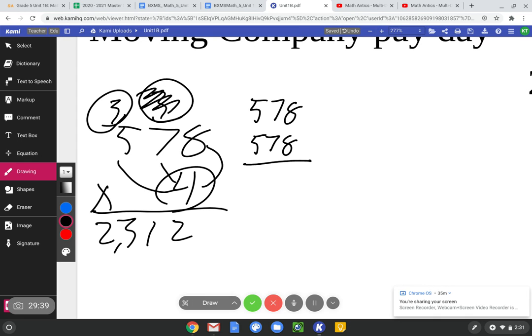Since it's only 4, we could just add 578 4 times to see if we get the same answer. So let's do that, just to check. I like checking.